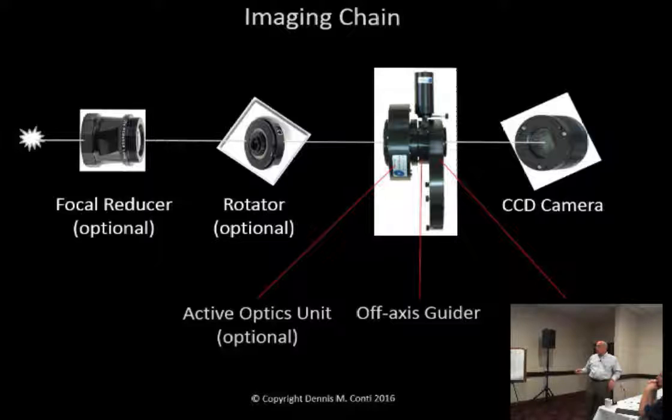Okay, so now we pull it all together, and what we've got is from the star going through possibly a focal reducer. What that does is it effectively changes the focal length of the telescope. I don't have one. Some folks do. I also do have a rotator to make it easier to change the orientation of the camera. And then through the active optics unit, and again, optional, through the off-axis guide or the CCD camera, and so on. So that's bringing it all together.